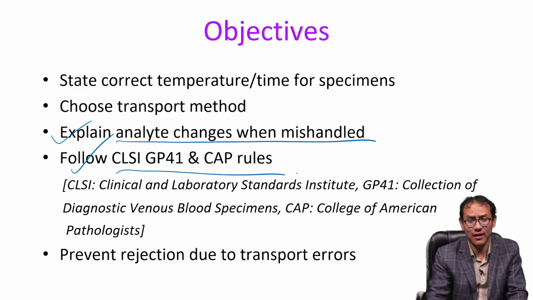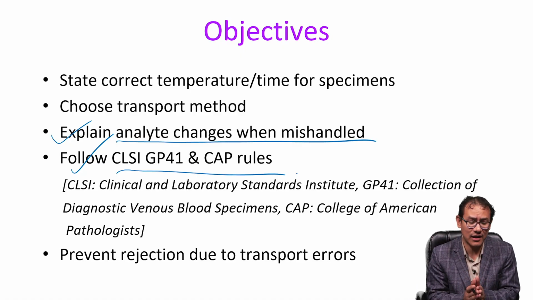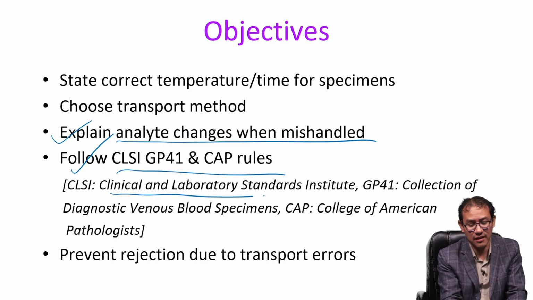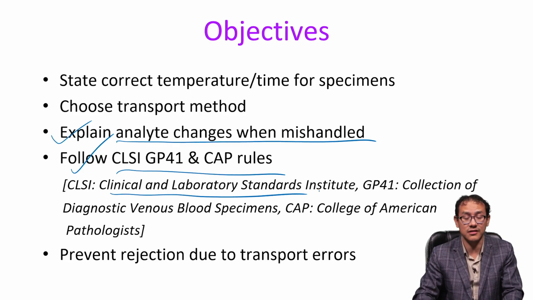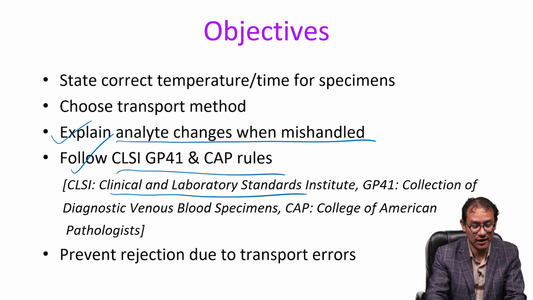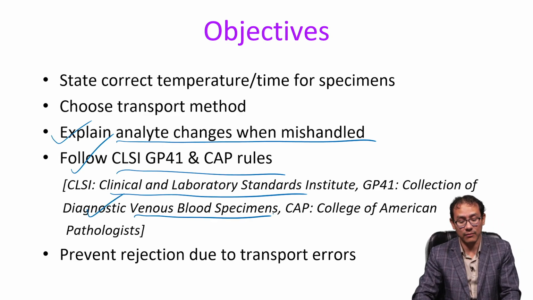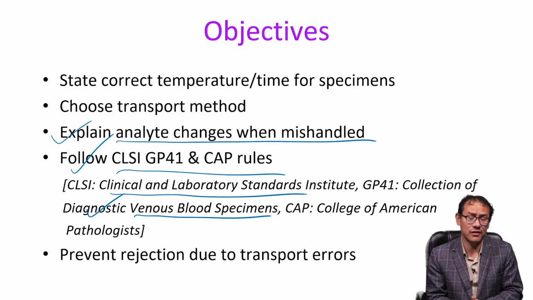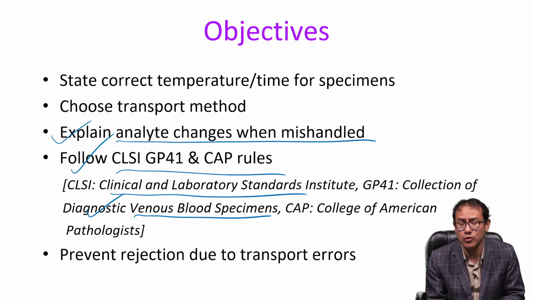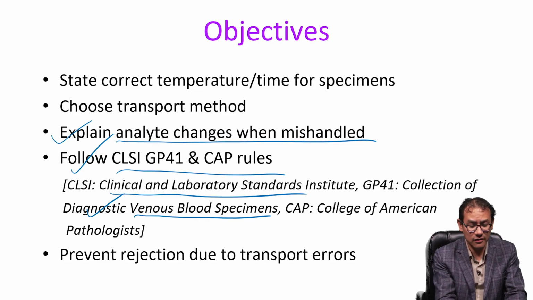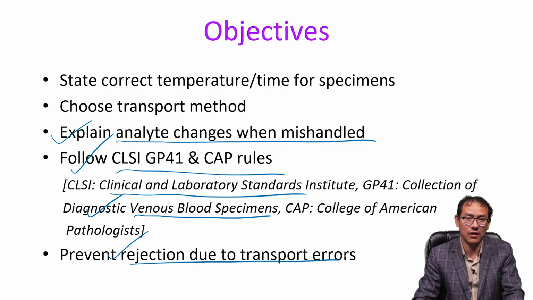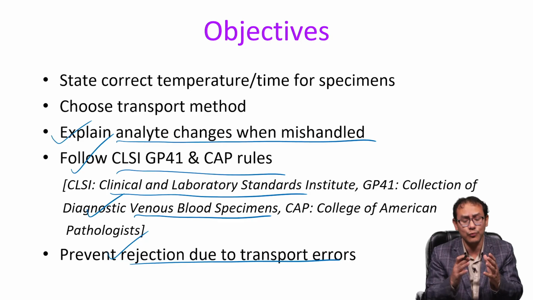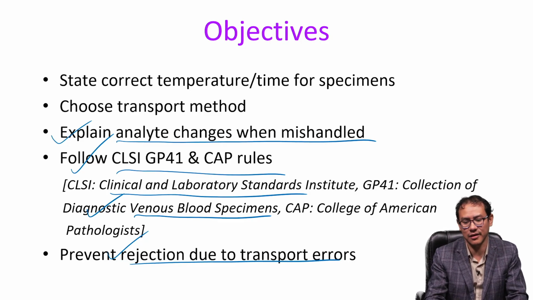You have to follow the different guidelines and rules, for example CLSI GP41 and CAP rules. CLSI is the Clinical and Laboratory Standards Institute. GP41 deals with the collection of diagnostic venous blood samples, and CAP is the College of American Pathologists. Indian specific rules are also there, which you have to understand, along with the different rejection criteria, and you have to know how to prevent rejection because of storage and transportation error. You have to minimize that error.